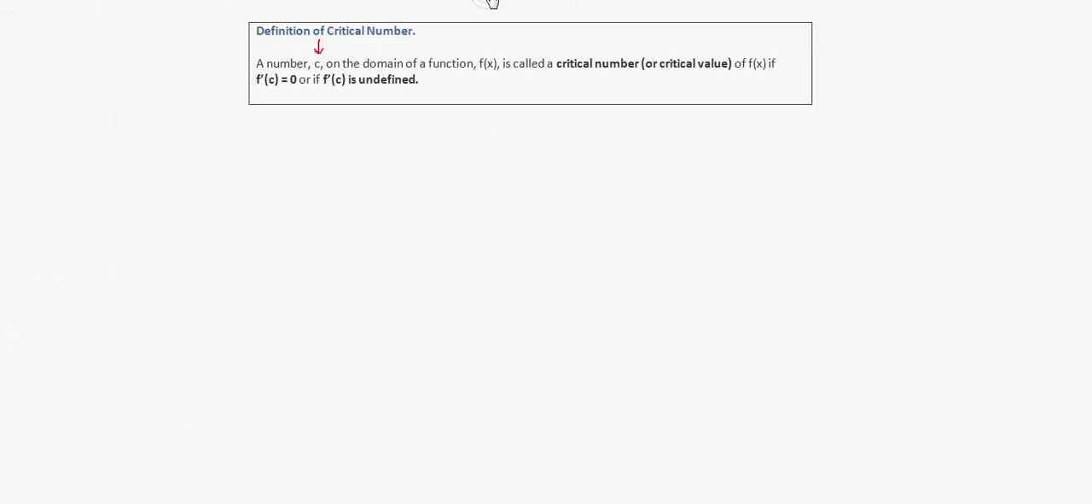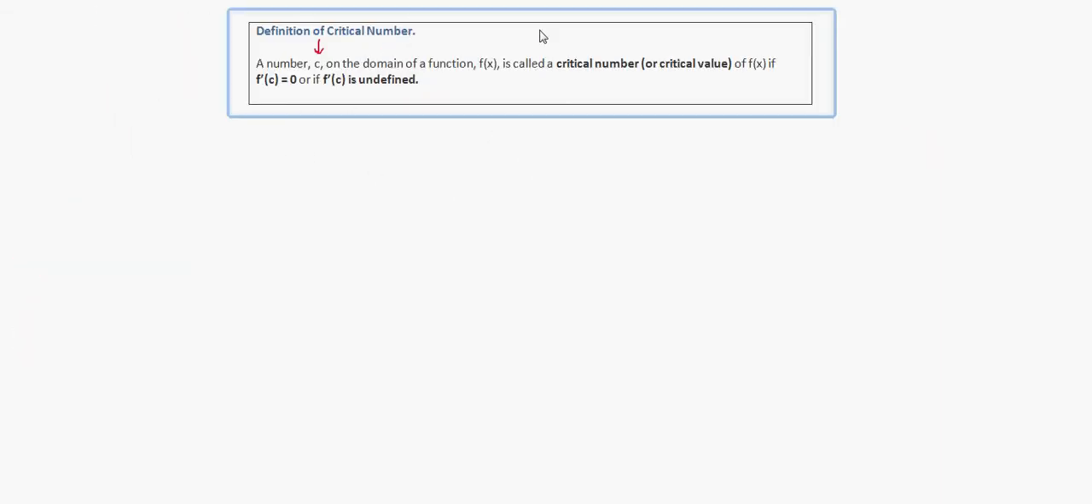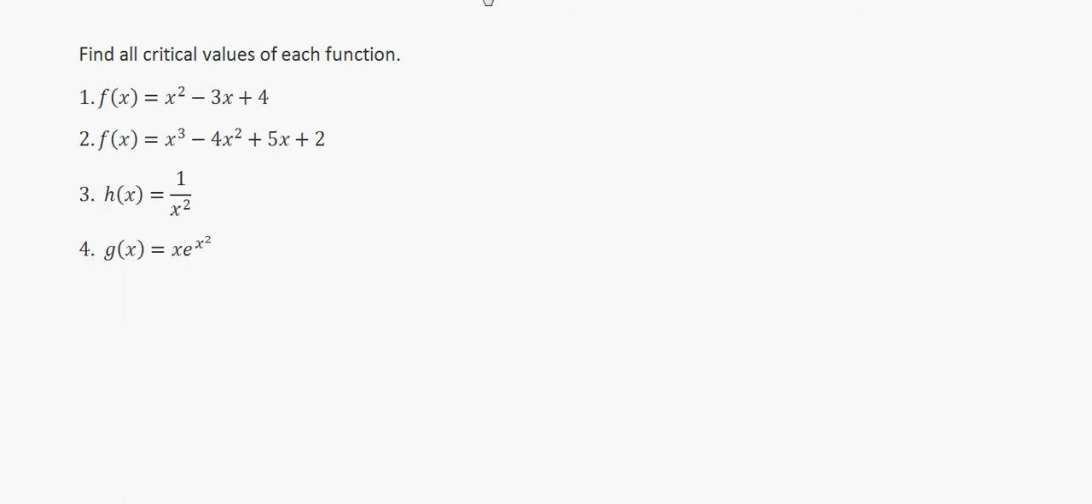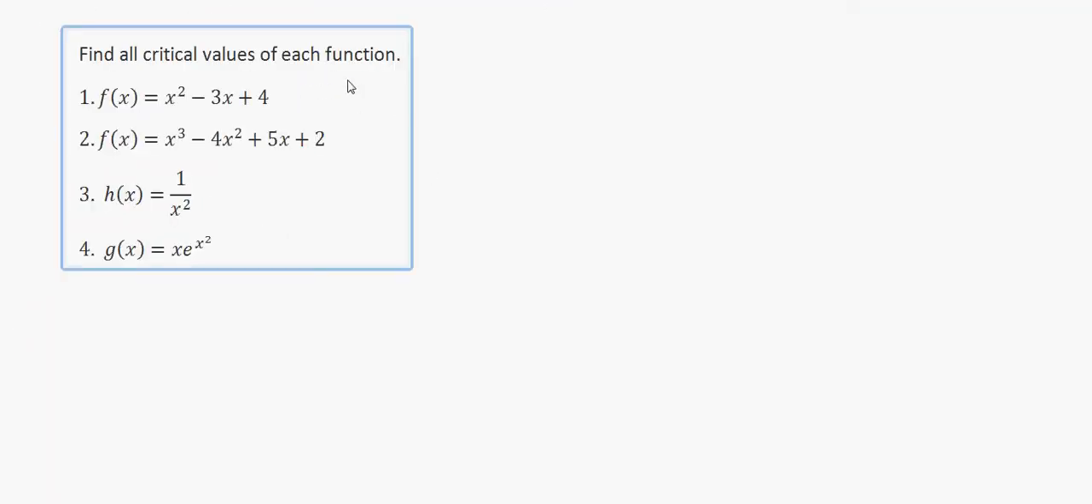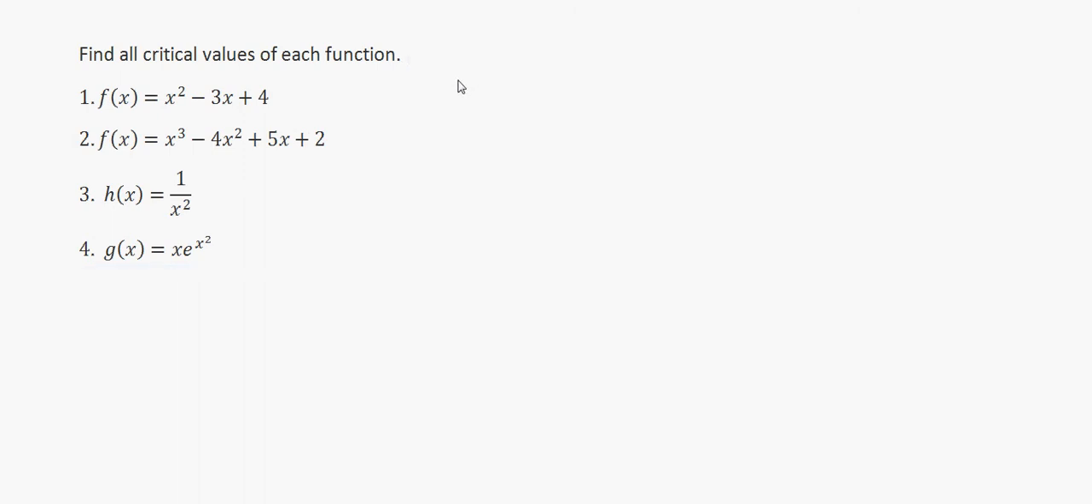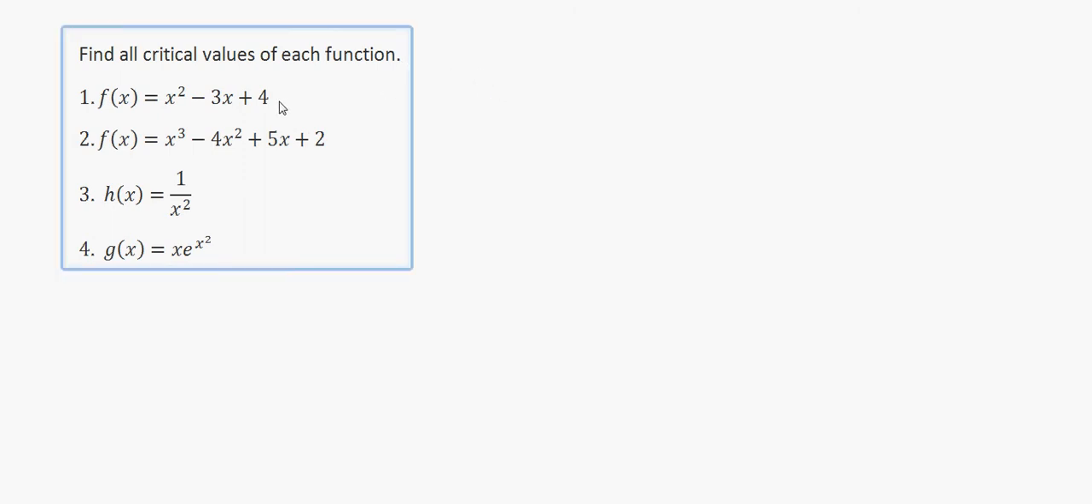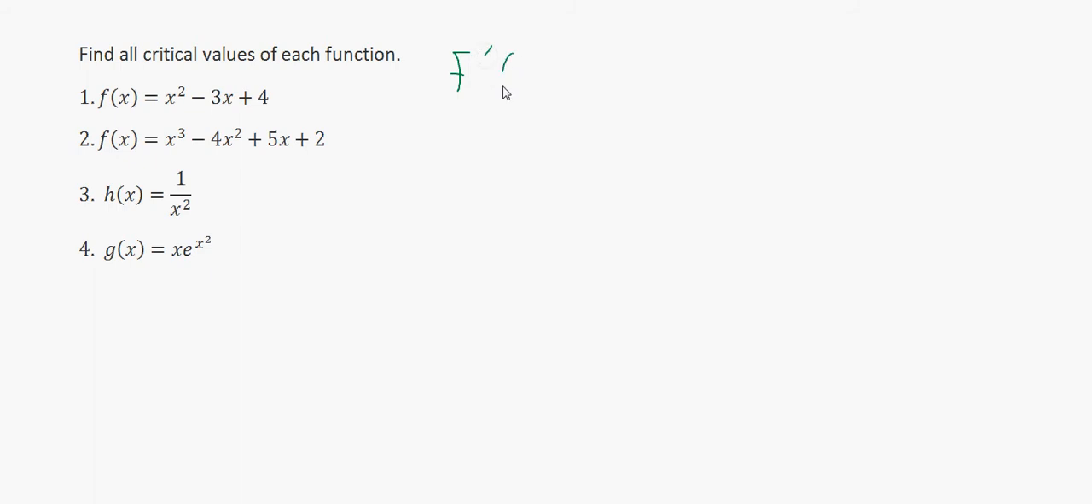We got to find the derivative and find out where it's 0 and undefined. So for number 1, f prime of x, this is no big deal for us master calculus people. It's just 2x minus 3. Well, 2x minus 3 is a linear function. It's never undefined, but it is 0. It's 0 at 3/2, okay?